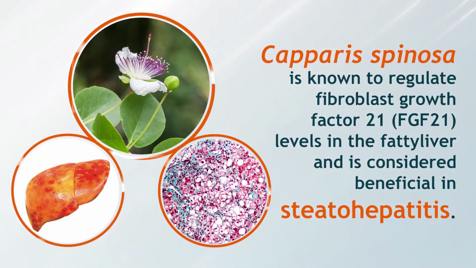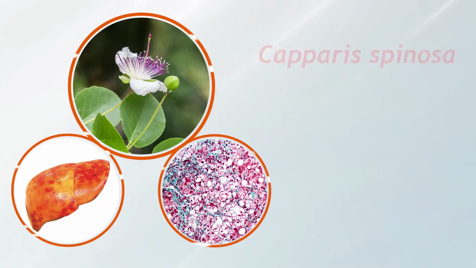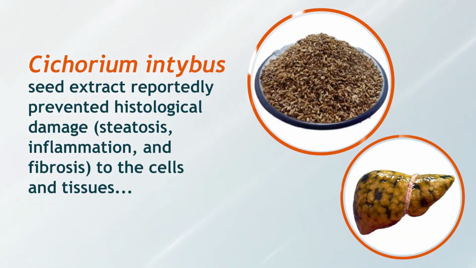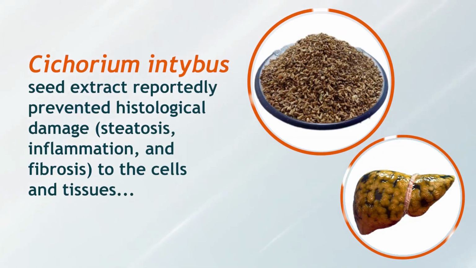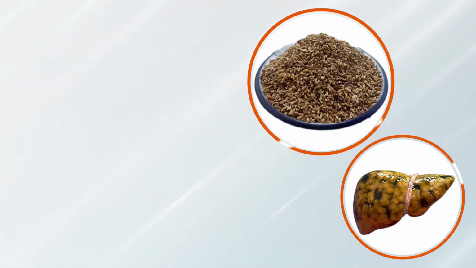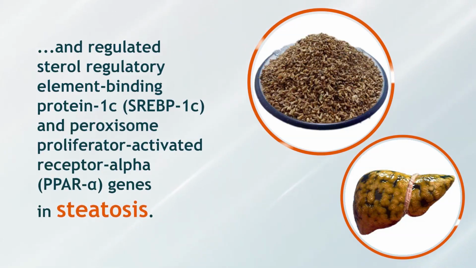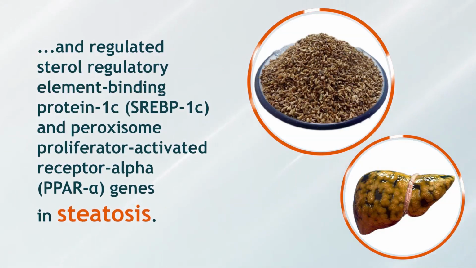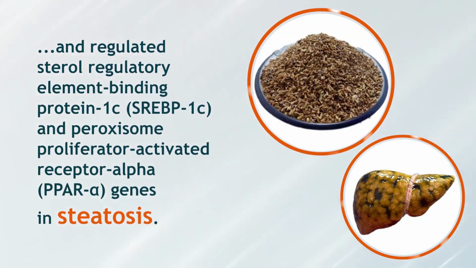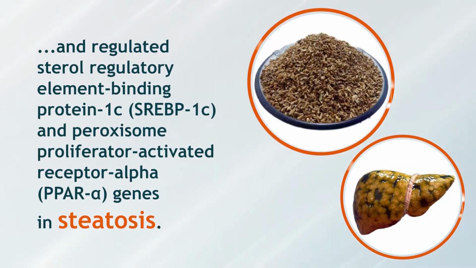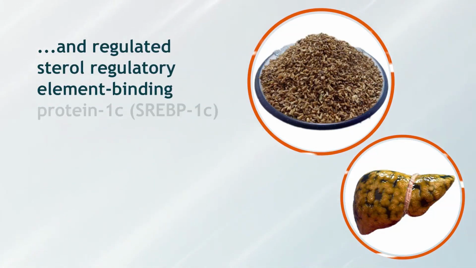considered beneficial in steatohepatitis. Cichorium intybus seed extract reportedly prevented histological damage, steatosis, inflammation, and fibrosis to the cells and tissues, and regulated sterol regulatory element binding protein 1C, SREBP1C, and peroxisome proliferator activated receptor alpha, PPAR alpha, genes in steatosis.